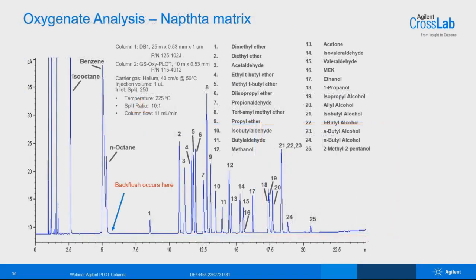And this is the resulting chromatogram, an oxygenate analysis of naphtha with a DB1 pre-column and an Oxyplot. After elution of the oxygenates onto the Oxyplot, the higher boiling hydrocarbons are backflashed from the DB1, leaving a clean stretch for the oxygenates. The first eluting one is dimethyl ether, and the last eluting are usually some C5 C6 alcohols. Note that the Low-Ox and the Oxyplot are only available in a 0.53 mm megabore format.